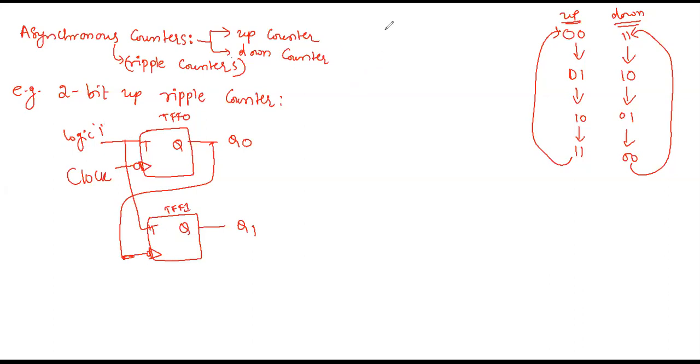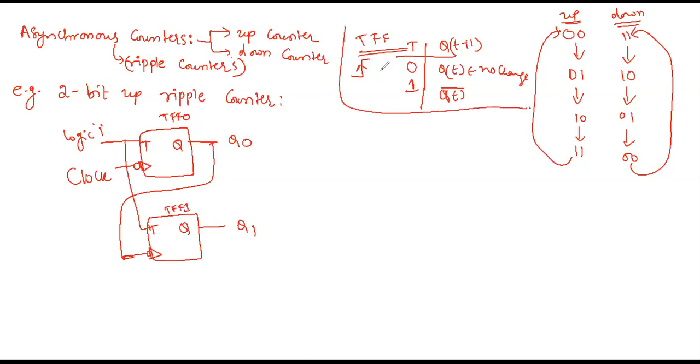Okay. We know the T flip flop characteristic table. Whenever the clock pulse is rising, if T is 0, next state Q of t plus 1 is equal to Q of t, no change. If T is 1, the output will be inverted. This is the T flip flop characteristic table.